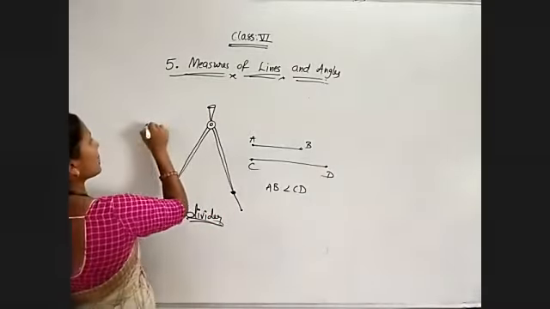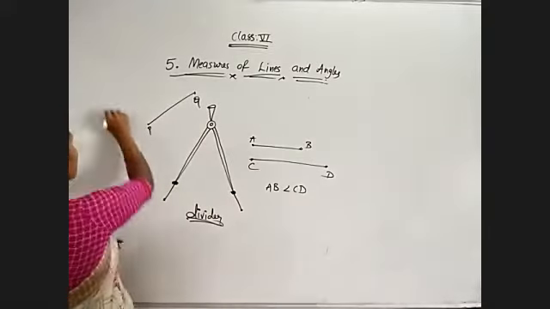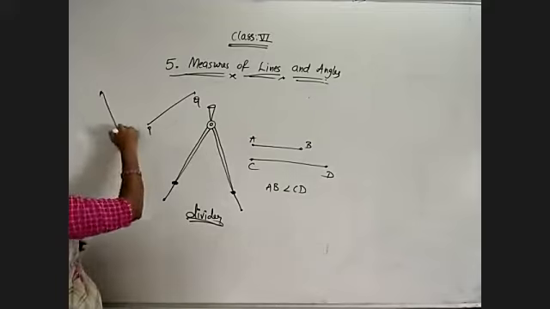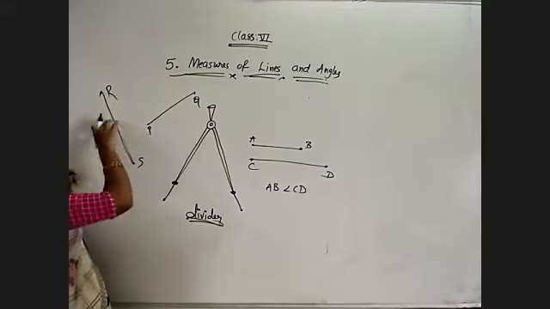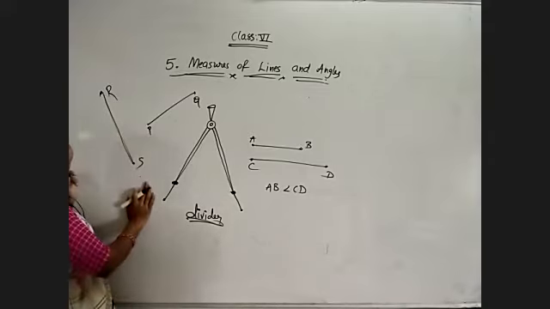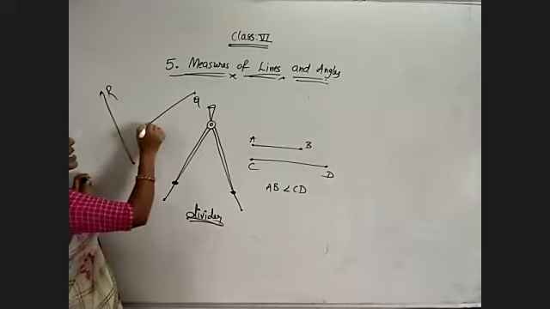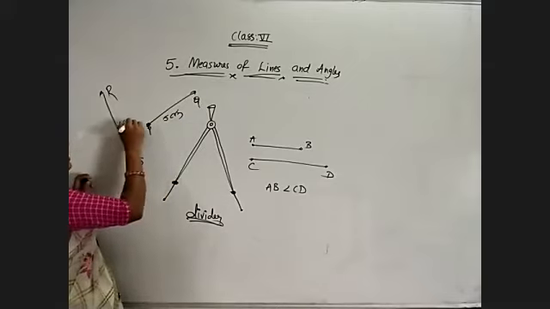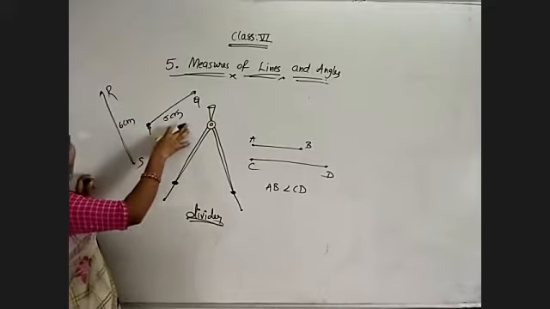For suppose I have PQ like this, and RS like this. Observe line segments PQ and RS. Which one is more? Are we able to tell directly? No. For that sake, we have measurement. So we can measure the length of PQ. For suppose it is 5 centimeters and RS is 6 centimeters. Then we can say that RS is more than PQ.